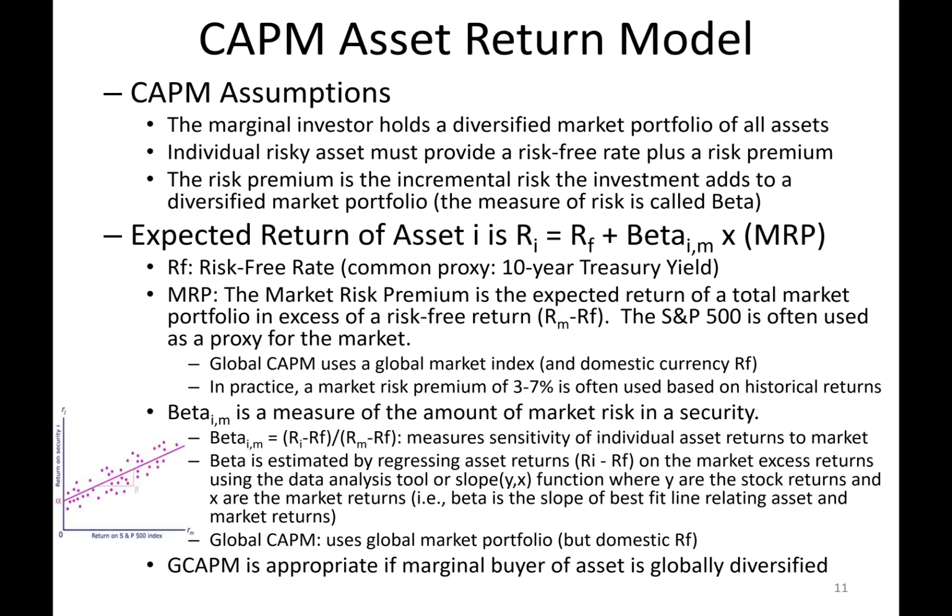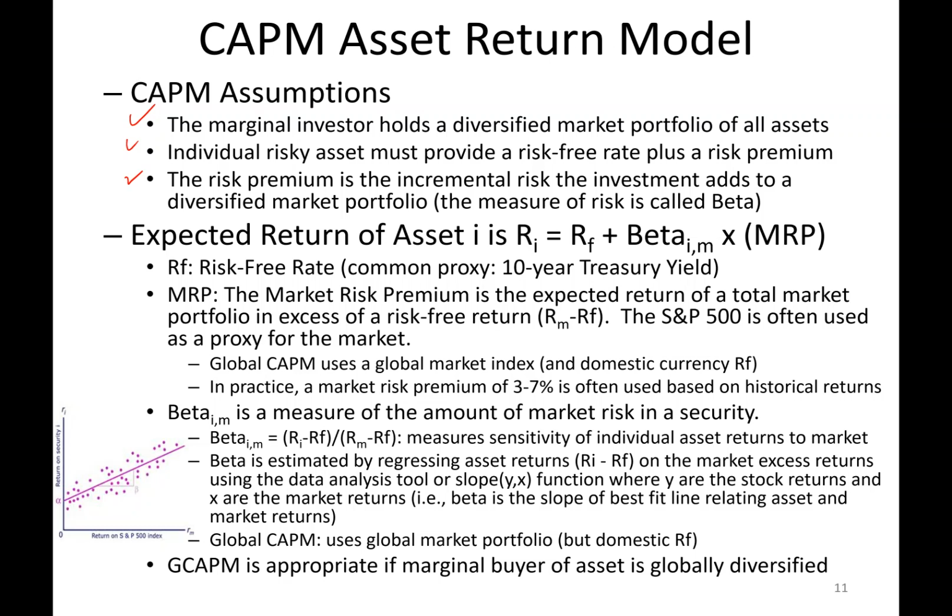So let's talk about the CAPM model. CAPM stands for Capital Asset Pricing Model. This model has a number of assumptions. Some of the important assumptions are the average or marginal investor in society holds a diversified market portfolio of all assets. An individual risky asset must provide a risk-free rate plus a risk premium. And the risk premium is the incremental risk that the investment adds to a diversified market portfolio. The measure of this risk is called beta.